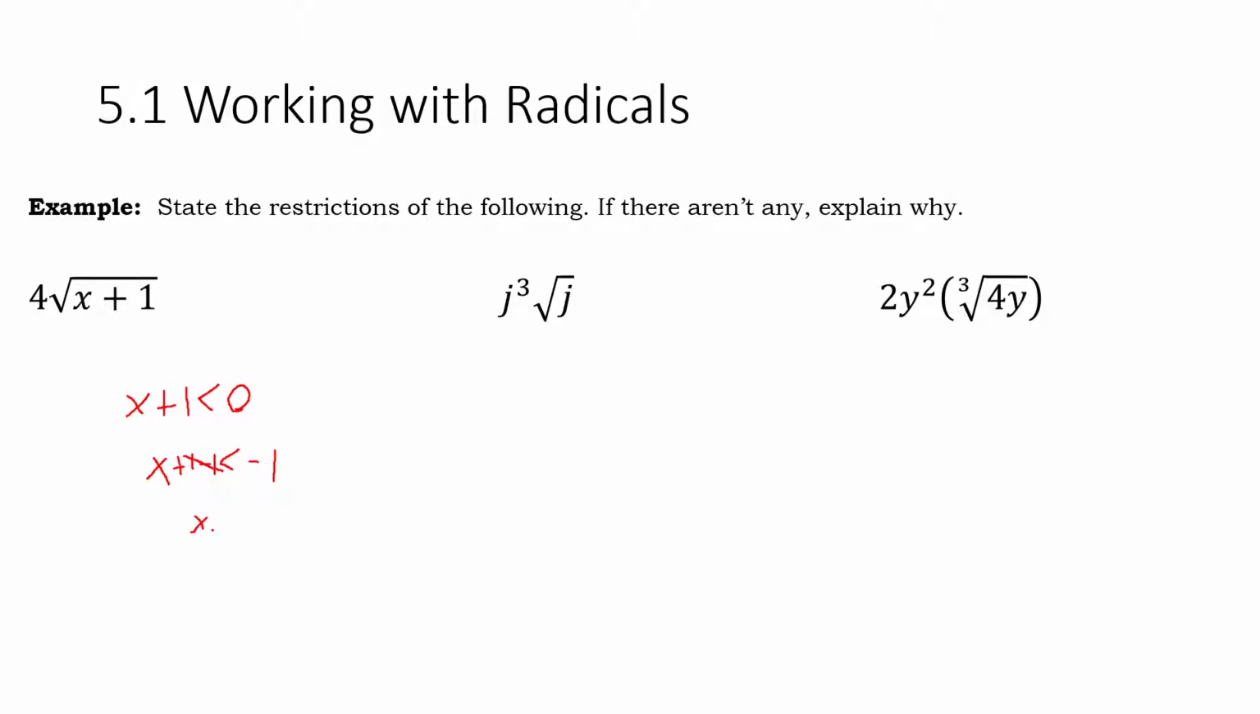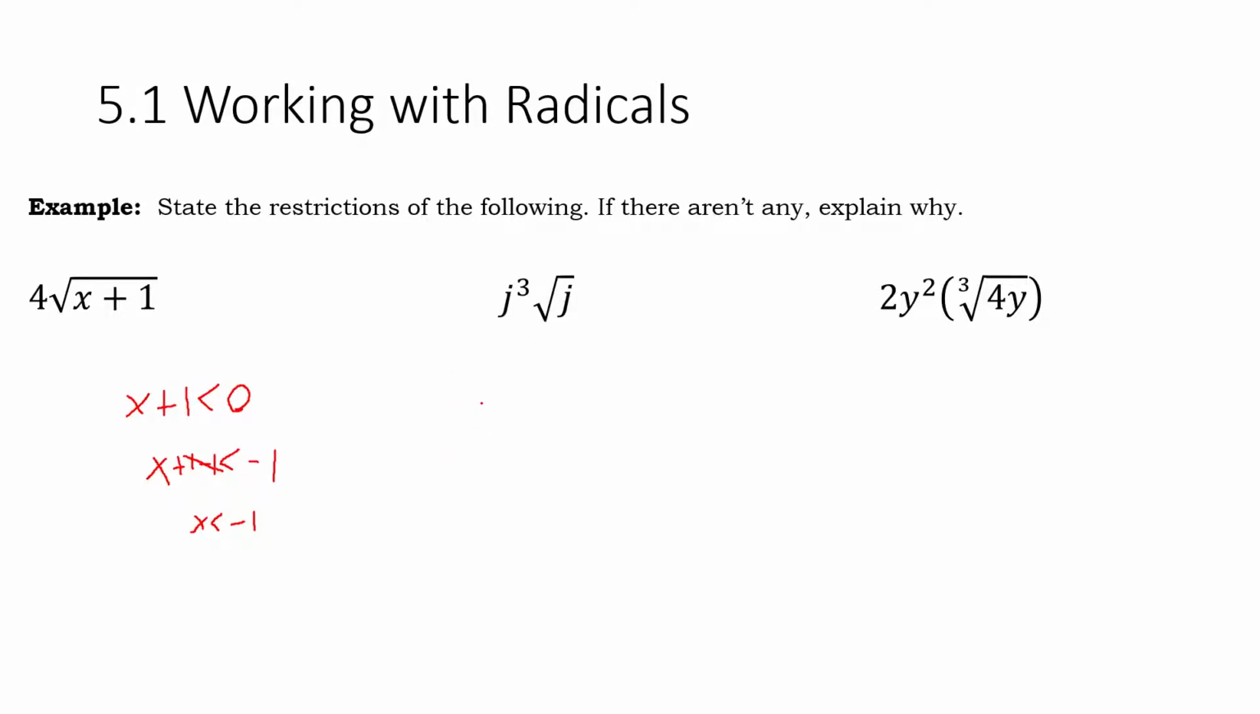and you'll find that if x is less than negative 1, think about any value for x that's less than negative 1, that would end up giving us a negative value for our radical, and it would become an imaginary number. So any value for x that's less than negative 1 is no good.